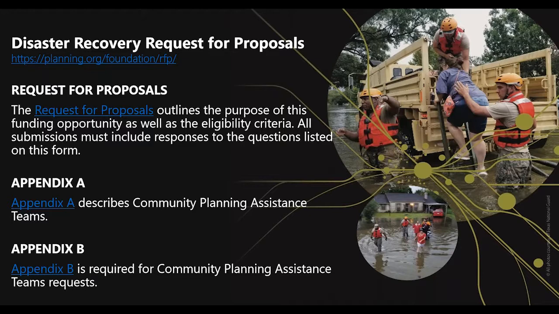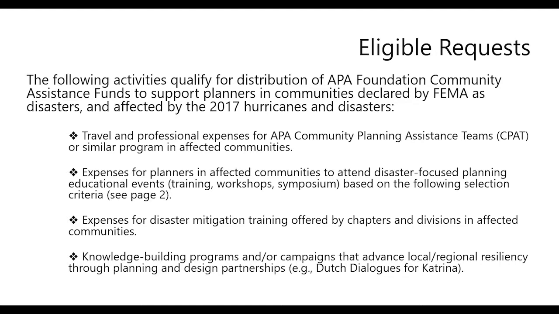So let's take a look at the RFP itself. If you haven't had a chance to visit the RFP information page, please do so. You will find 3 forms available to download: Request for Proposals, Appendix A, and Appendix B. The FAQ page I've mentioned is also available at the link I mentioned earlier, planning.org/foundation/RFP.